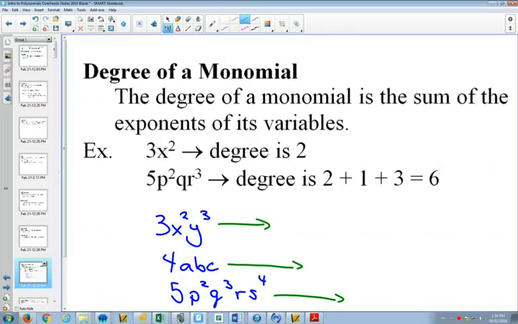All right, so we're looking at this first one. In order to figure out the degree of 3x squared y cubed, we look at each of our variables, the x and the y, and we look at the exponents of each of them. And then we need to add that up. 2 plus 3, the degree will be 5. Cade, you got to pick the next volunteer.